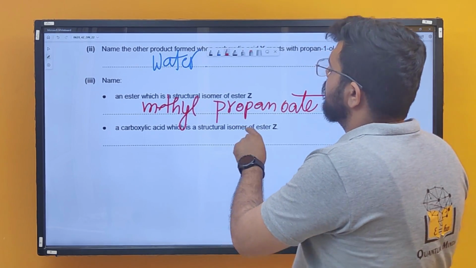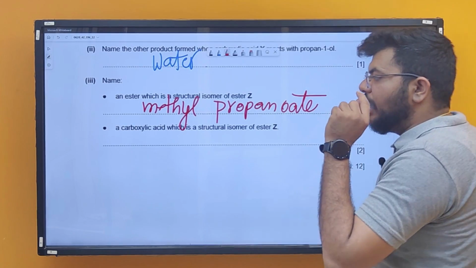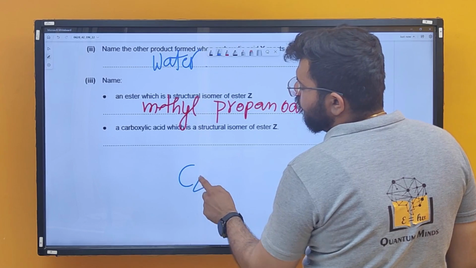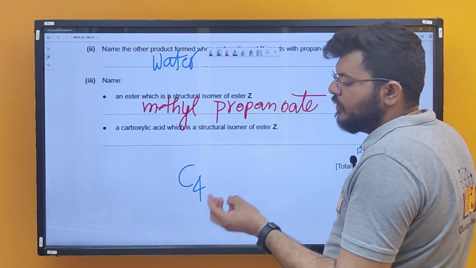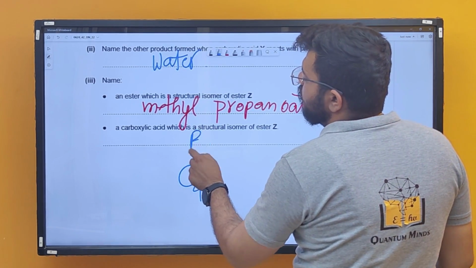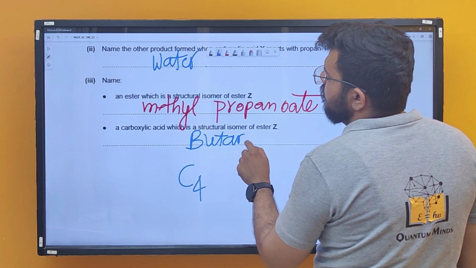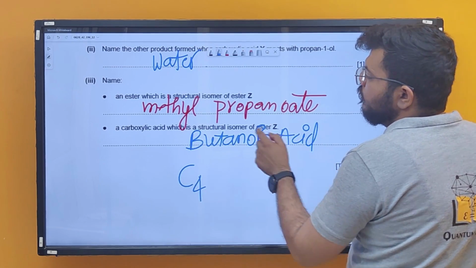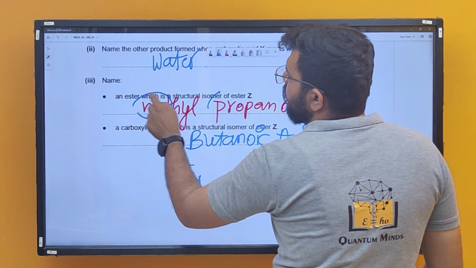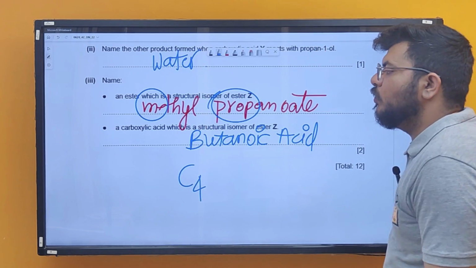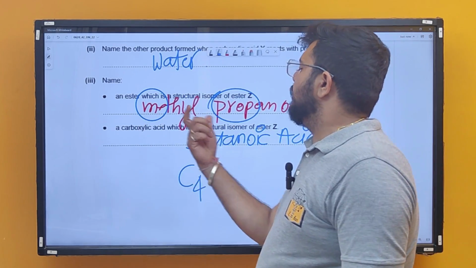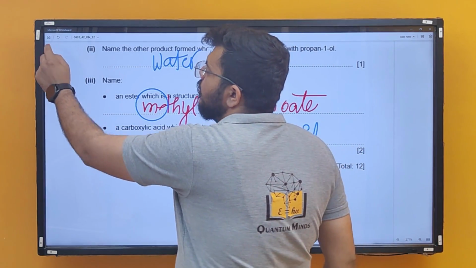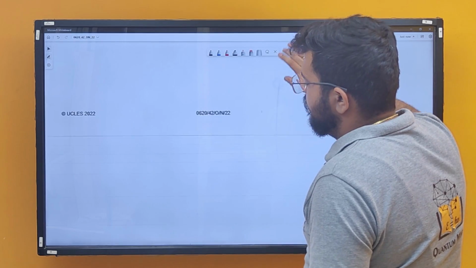Carboxylic acid which is structural isomer of ester Z. So carboxylic acid is also a structural isomer. How many carbon do we have? 4. So it has to be meth, eth, prop and butanoic acid, right? The total number of carbon from prop and from meth, I take that it is 4. This carboxylic acid with 4 carbon has to be butanoic acid, right? So that is our answer.